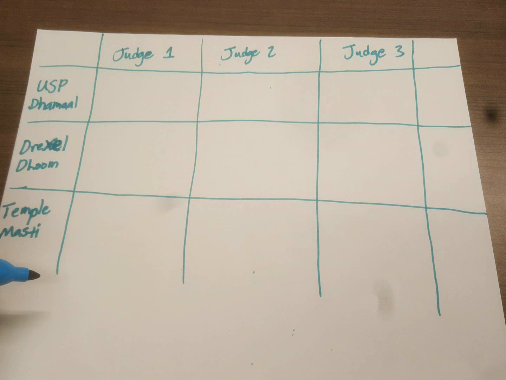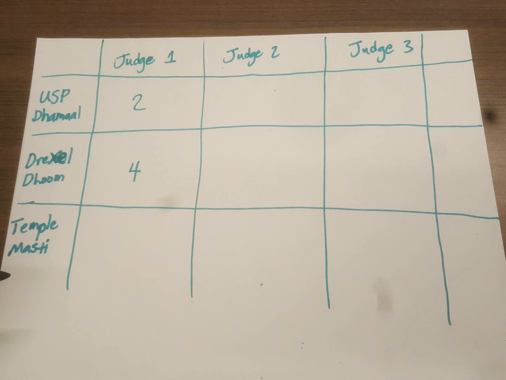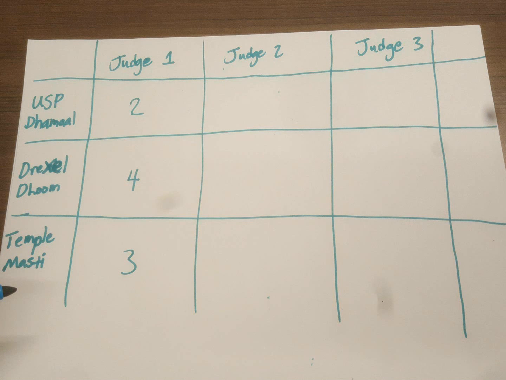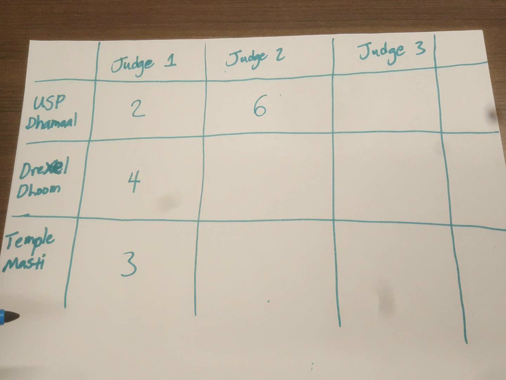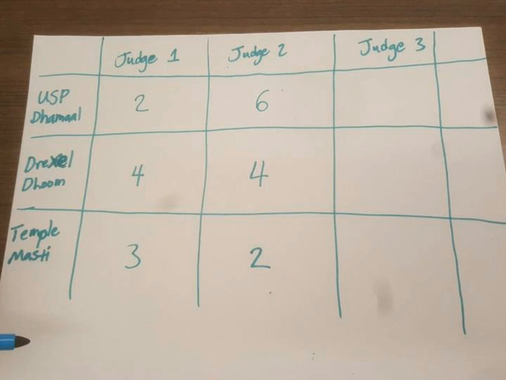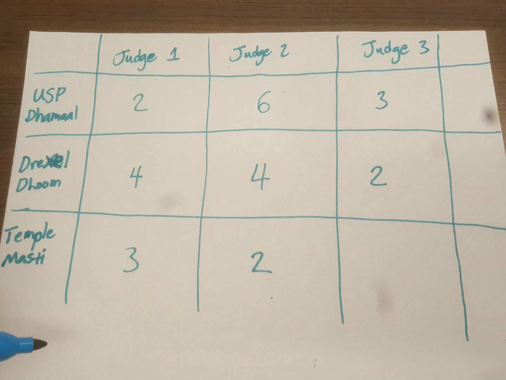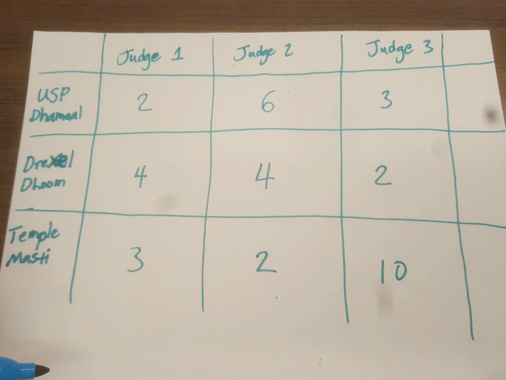So this first guy gives USP a 2, he gives Drexel a 4, and Temple a 3. Pretty even scores, seems like a consistent judge. Then the next guy gives USP a 6, Drexel a 4, and Temple a 2. Also a consistent judge, but a little bit wider of a score range. This next judge, though, is just the worst. They have an unfair bias towards Temple Musty, but no one on the board knows it. And so they give USP a 3, Drexel a 2, and Temple a perfect 10 out of 10.